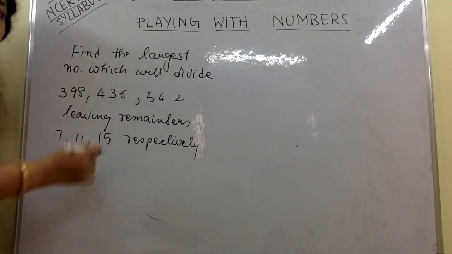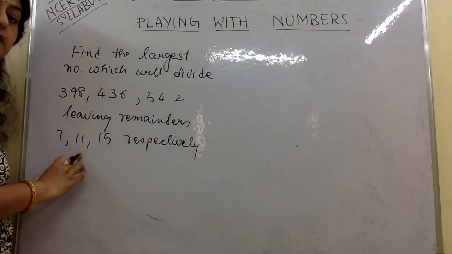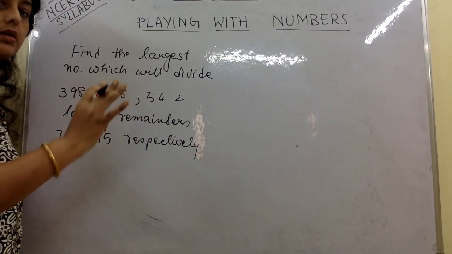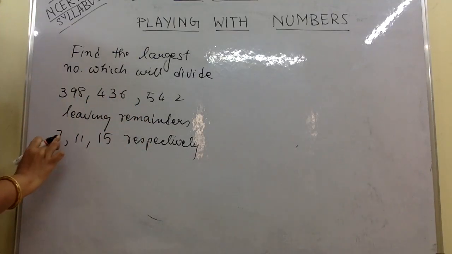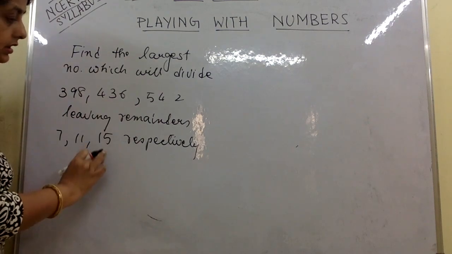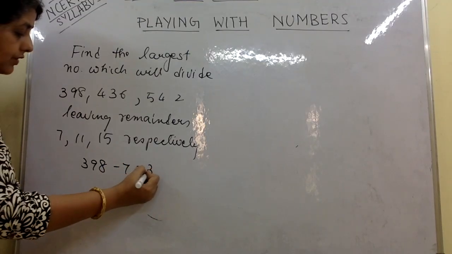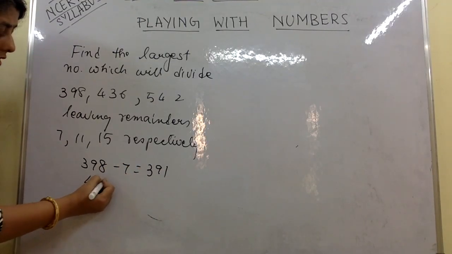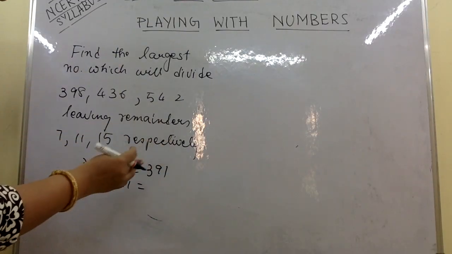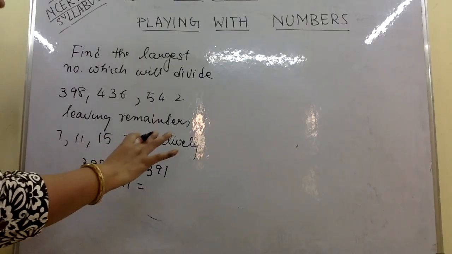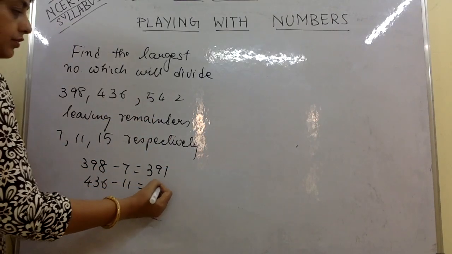Okay. Find the largest number which will divide this, this and this, leaving remainders 7, 11, 15 respectively. Okay, so which will divide this and this respectively means 7 is for this, 11 is for this, 15 is for this. So let me do the subtraction just like the previous one. 391, 436 minus 11, because if I take out the remainder, only then it will be able to divide completely without any remainder. So I am subtracting the remainder in the beginning only. Okay, so 430.